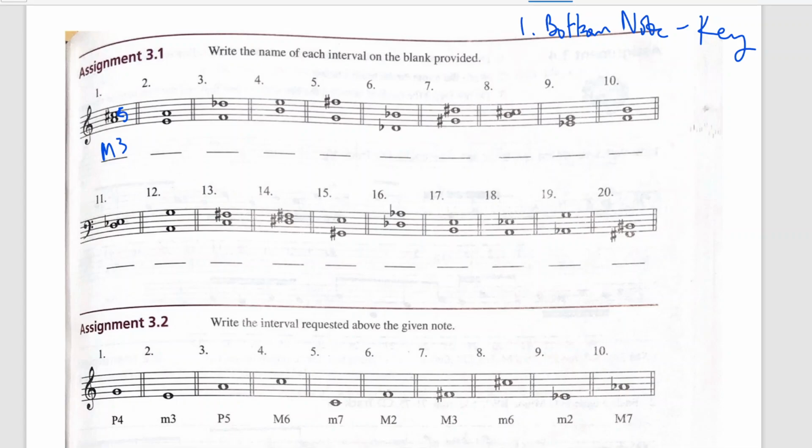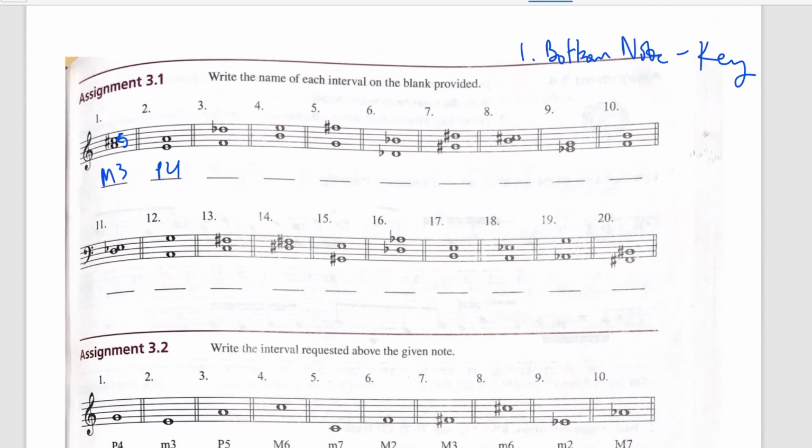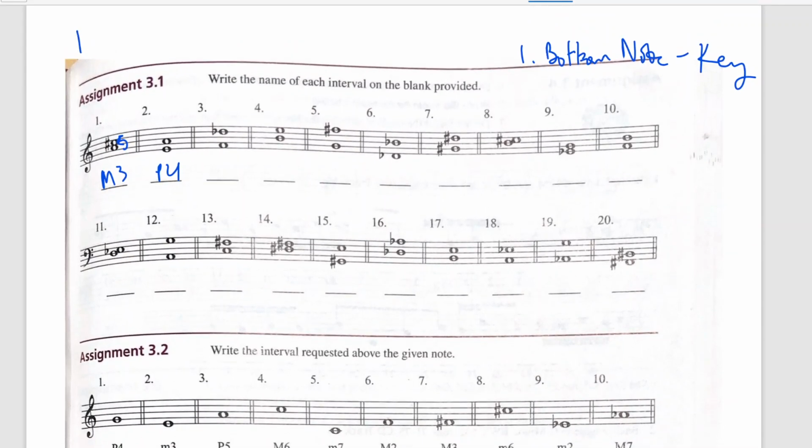Next one. Here we have a 4. Fourths are always going to be perfect. It's P4. Again, this is memorization: 1, 4, 5, 8 are always perfect, no matter what. Okay, so we count here, it's a 4. That could actually be augmented or diminished.